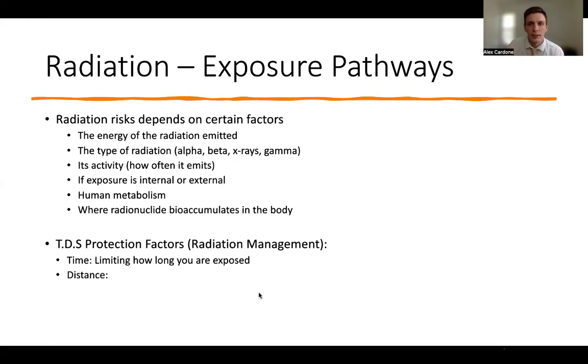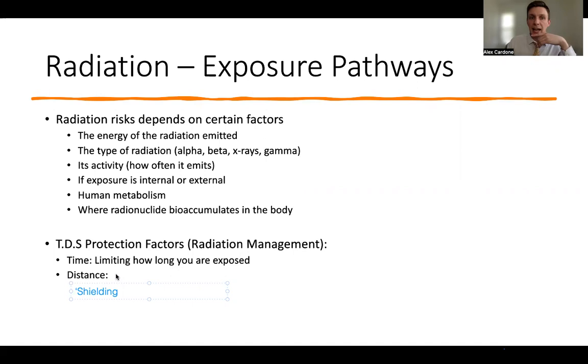And oh no, it looks like it's for some reason not there. Here, let me just add it in as we were talking. There are 3 different things to radiation management: time, distance, and shielding. Oh, I misspelled that. Okay. Shielding. Time, distance, shielding.